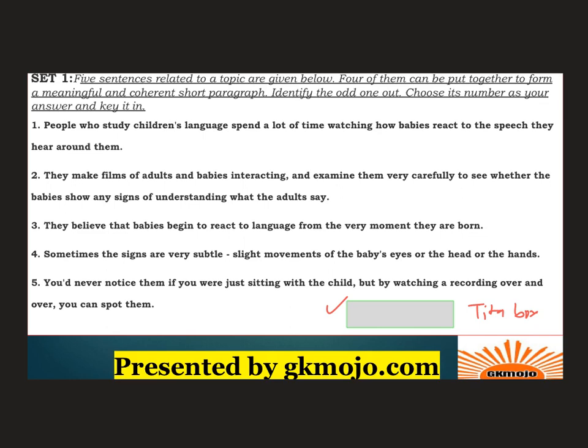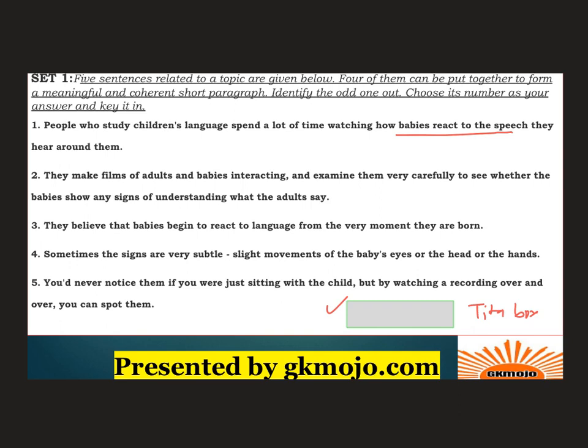Let's start reading the sentences straight away. People who study children's language spend a lot of time watching how babies react to the speech they hear around them. So this is talking about babies' reaction to the speech around them.